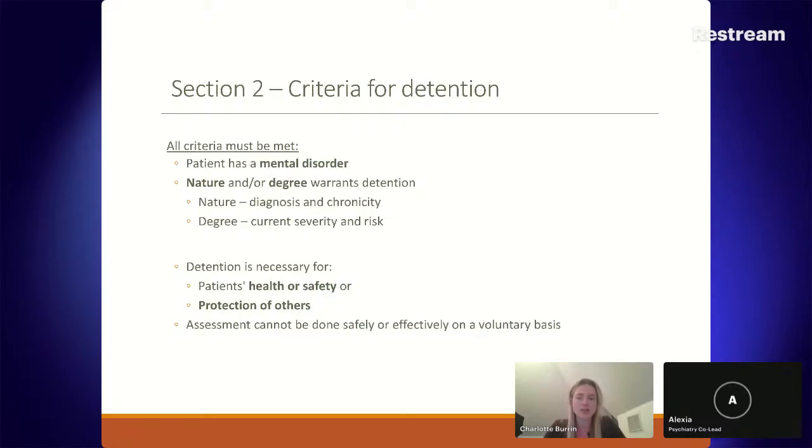Degree is a bit more straightforward, and that is basically the severity of the current presentation, how unwell they are, and the risks that they pose. So once you're satisfied about the mental disorder, nature, and degree, you have to argue that detention is necessary for the patient's health or safety, or for the protection of others. And you don't need to meet all of those, but you need to say which one of those it's necessary for. You have to also argue that assessment can't be done safely or effectively on a voluntary basis or in a less restrictive option. So, for example, the patient could not be safely treated in the community.